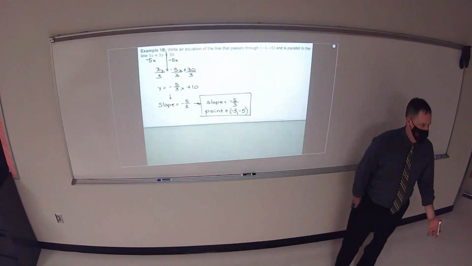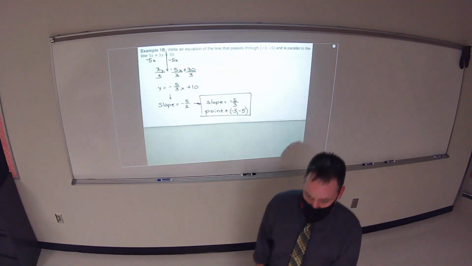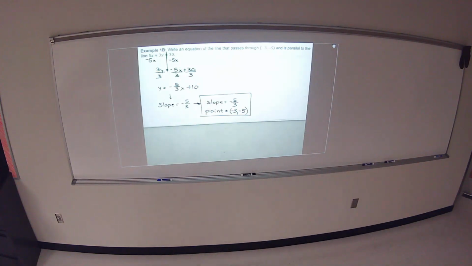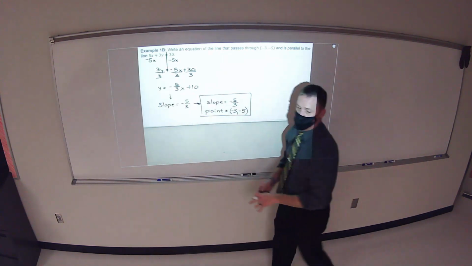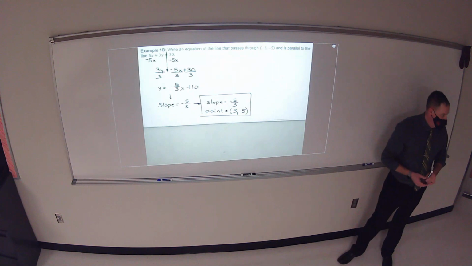Now here's something I want to point out because sometimes this will come up. Mr. Tompkins, what should we do with the y-intercept in that first equation? Nothing. You don't care about it. If you're looking for parallel lines, all that you really need from that first equation is the slope.